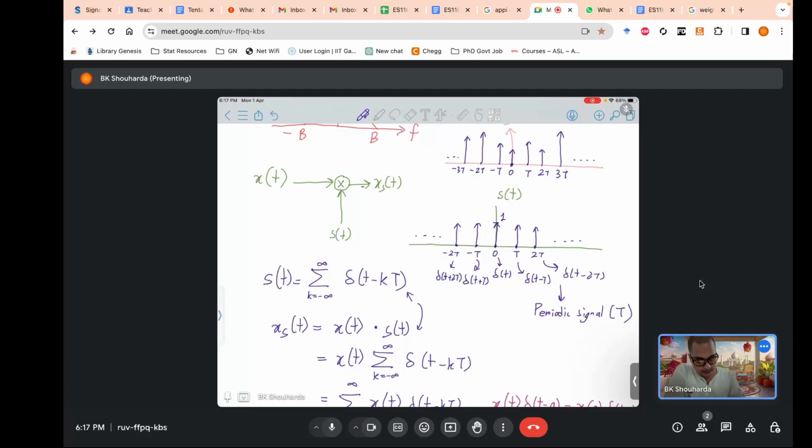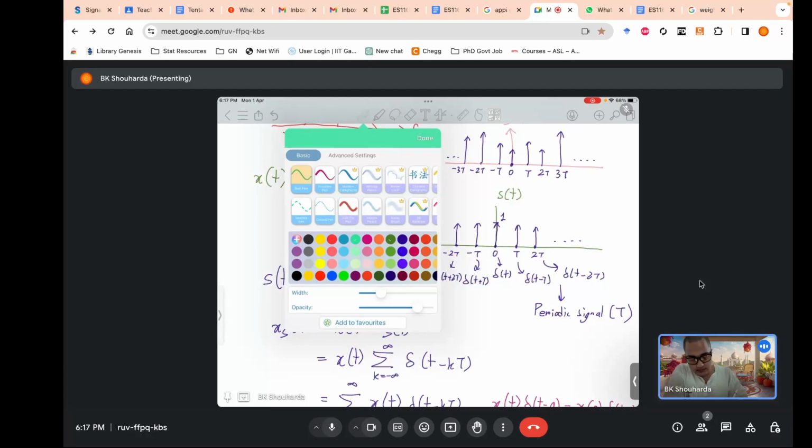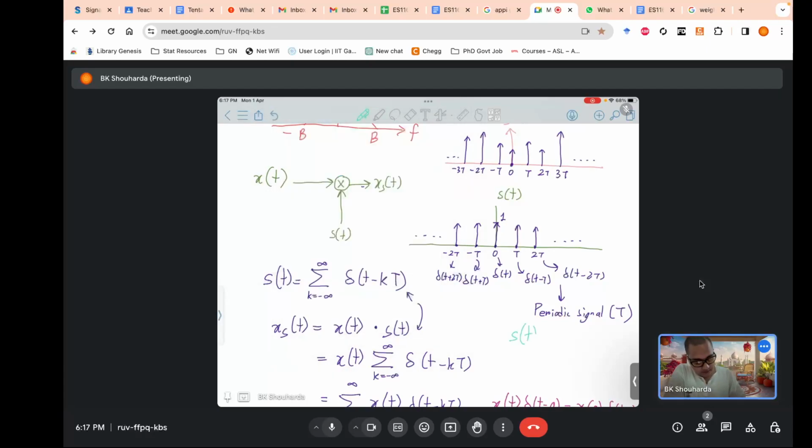We can write s of t as a sum over m equal to minus infinity to infinity of c of m e to the power j 2 pi f naught m t. Okay, so we are writing it as the exponential Fourier series, and c of m, if you try to evaluate it, if you take a small interval between minus T by 2 to T by 2 and try to find out c m.